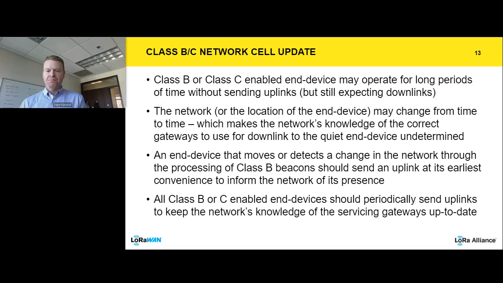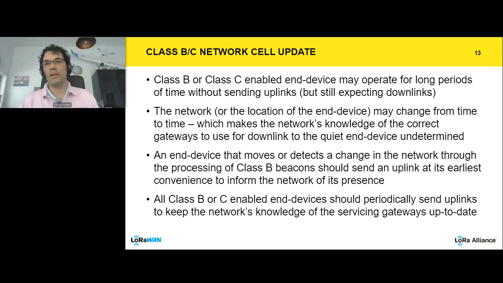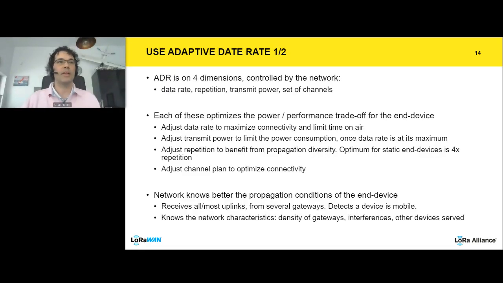Thanks a lot. So I will start talking about adaptive data rate, or rather detail what you mentioned about it. Adaptive data rate is about optimizing the use of the spectrum. And it's important to understand that this is done on four dimensions controlled by the network. These four dimensions are the data rate, the repetition order, the transmit power, and the set of channels that the end device is going to use.